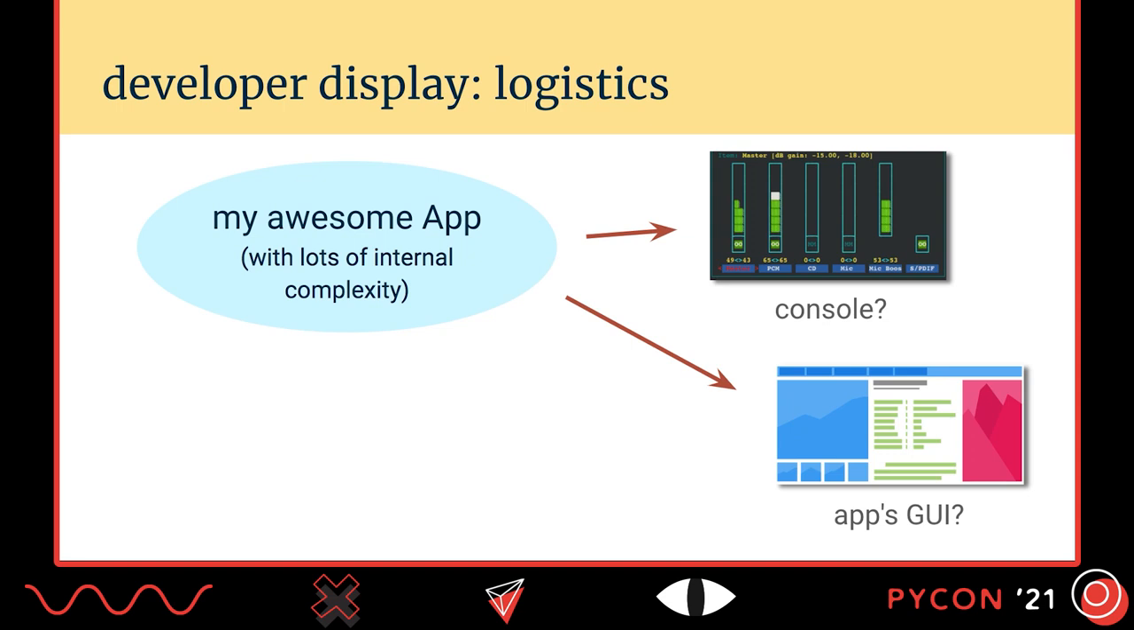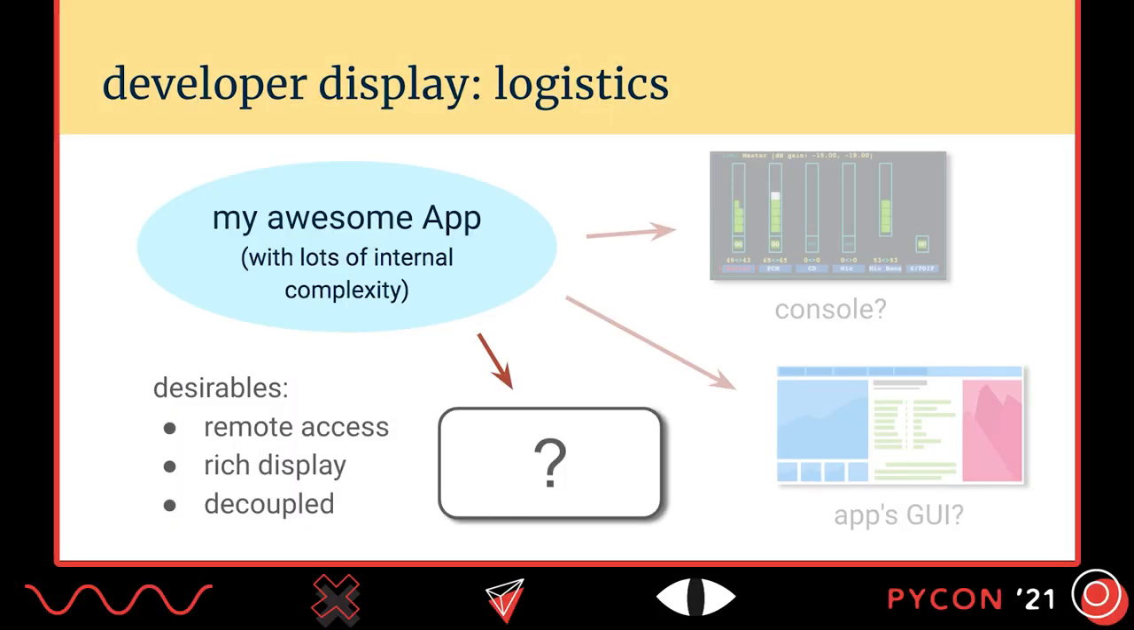Well, if your application has a GUI, how about making kind of a hidden developer view as part of that GUI? So this will work. GUI APIs are often complex, however, and not all applications will have a GUI. Some embedded applications might not even have a display. So we're starting to assemble some desirable properties we're looking for. It'd be nice if we can do remote access, had a nice graphical display, and if this developer view were decoupled from the normal operation of the console and the GUI. So basically decoupled from whatever else is going on in the program.